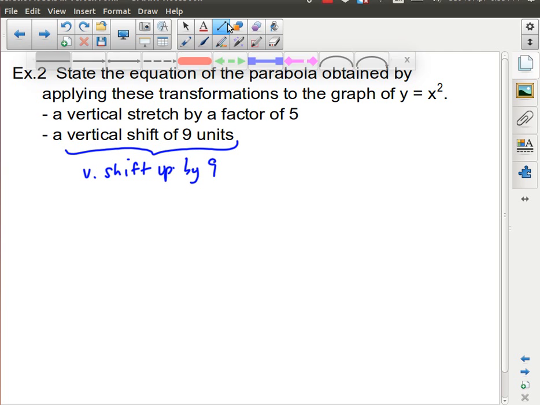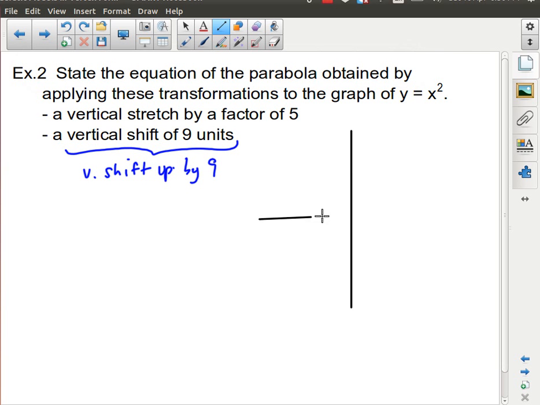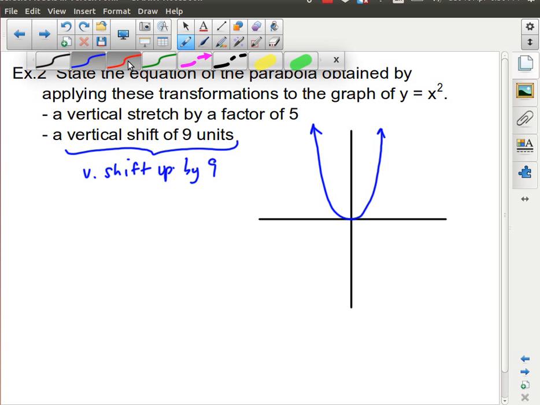Okay, a sketch is a good idea. I'm not going to use a grid. I'll just put in something very rough. And what do we have here? Well, first of all, let's just put in a sketch of the parent function. And what has happened to it is it has been stretched by a factor of 5 and it's been shifted up by 9 units. So that means this 0, 0 has moved up here. And now it's really tall and really skinny. So that's at 9.